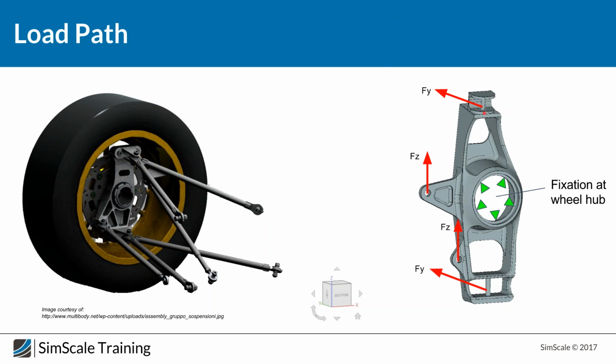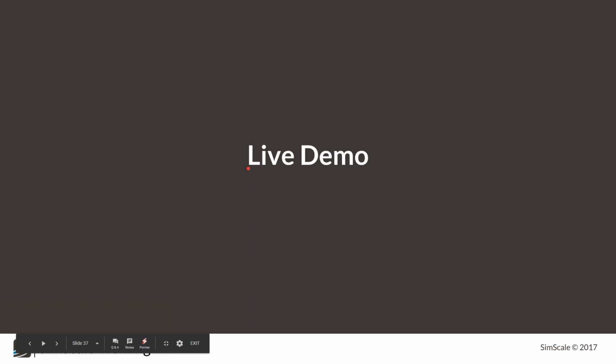One load is coming from this wishbone here. The other load is coming from your steering axis. This load is from the lower wishbone, and this one is from the other lower wishbone. And now I will show you how to set up the simulation, or how such a project can look.